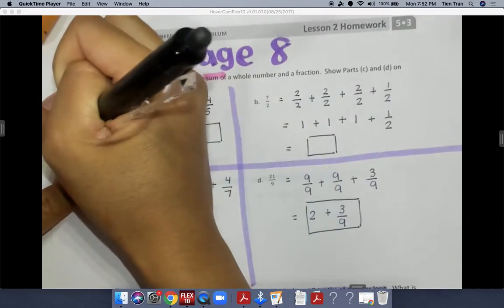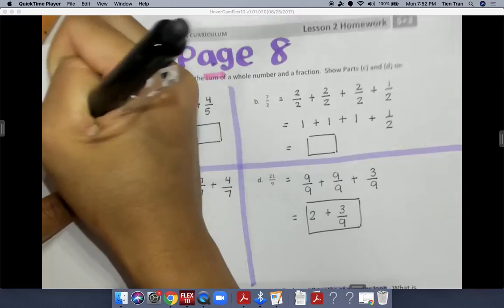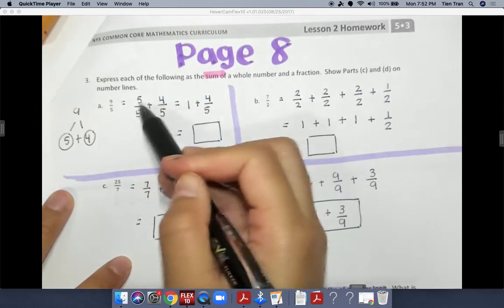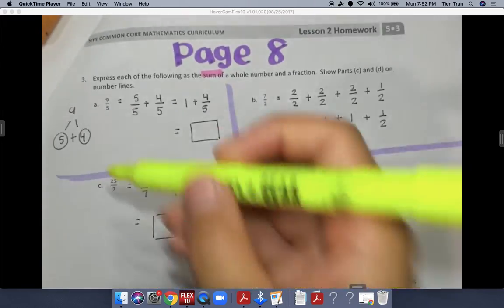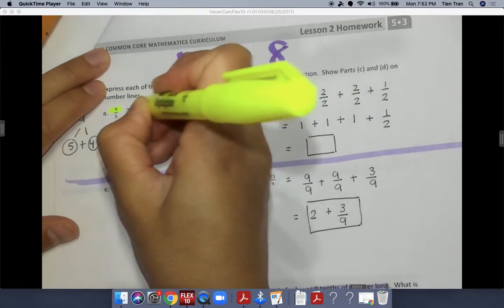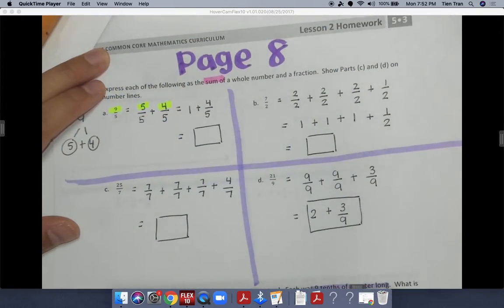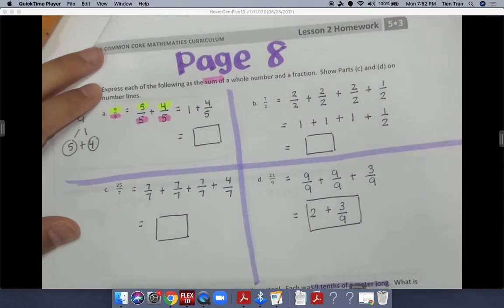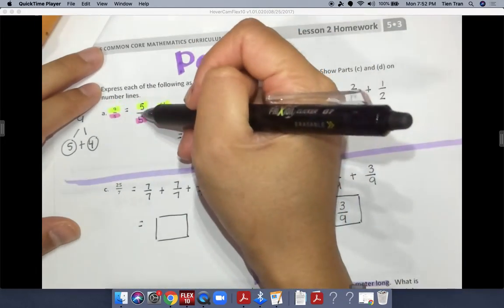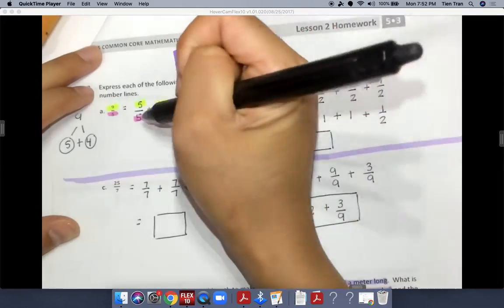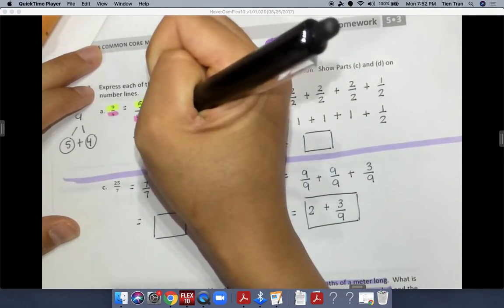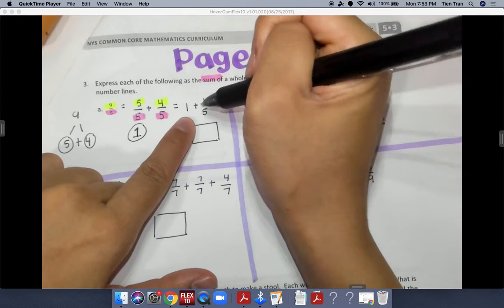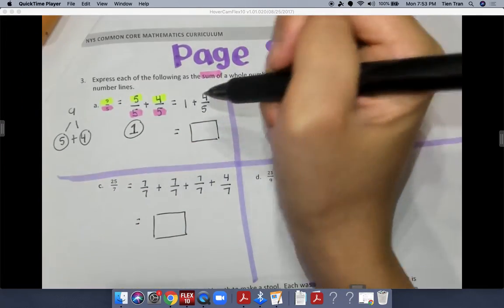We have 5 plus 4, because 5 plus 4 is equal to 9, which is the same for our numerator. Our denominator, we have 5, which stays the same. Now, 5 divided by 5 is equal to 1. It is the same as having 1. They are equivalent to each other. So that's why I'm writing 1 right here, plus 4/5.